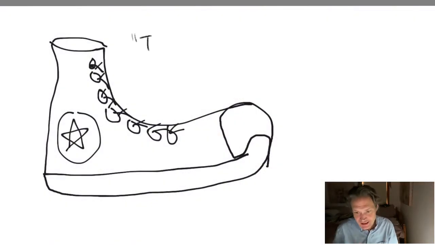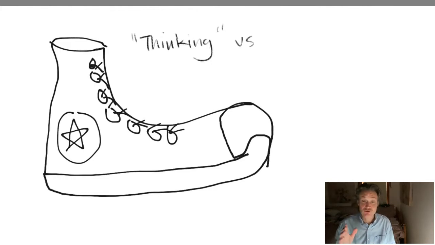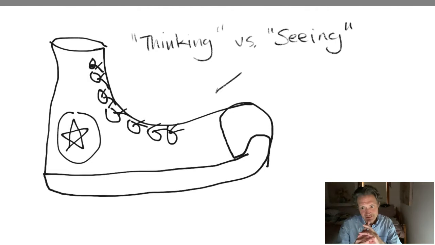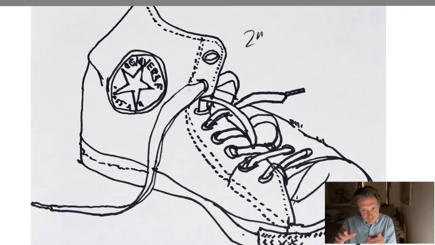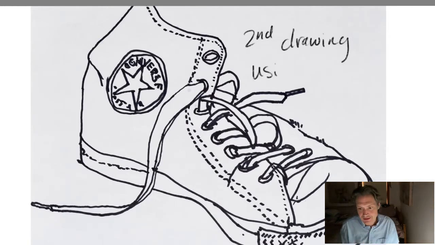A contour is an edge. Our goal is to draw what we see instead of draw what we think. So your shoe may have circles on it, the eyelets for the lace. You're going to draw a circle because you're thinking a circle, but from the point of view that you're looking at the shoe, it may not be a circle, it may be an ellipse.